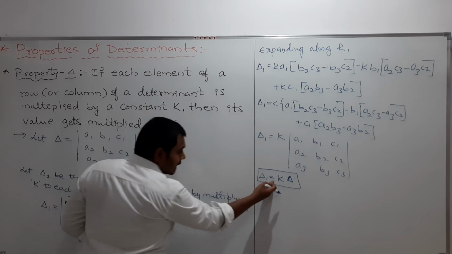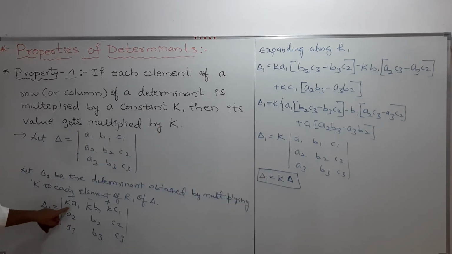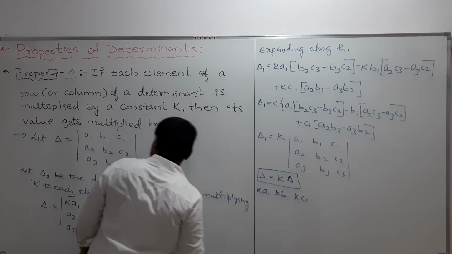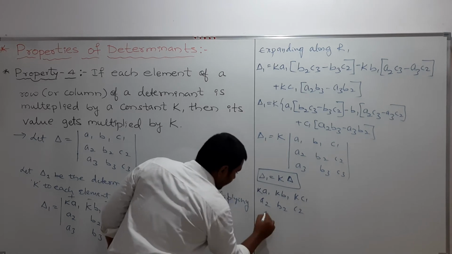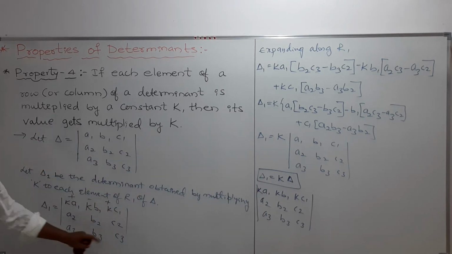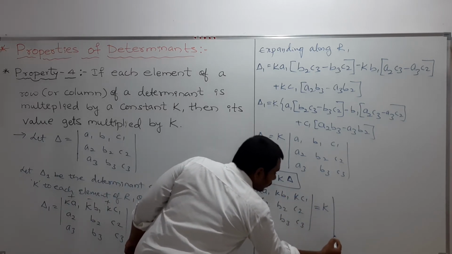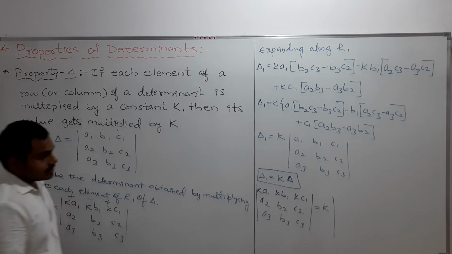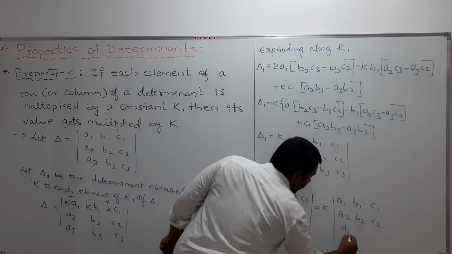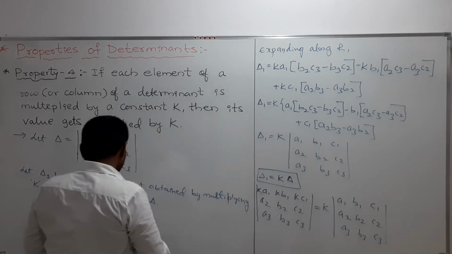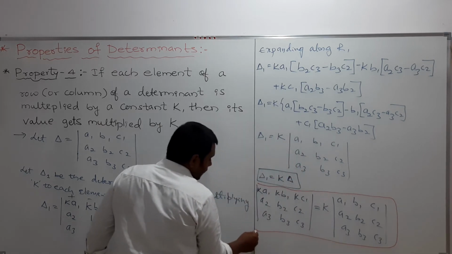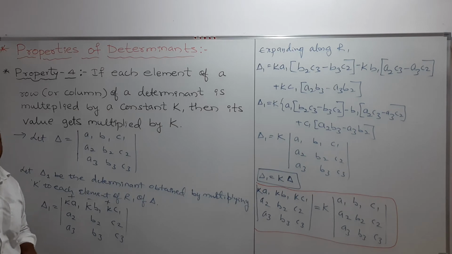Clear. So now, either you can write like this, or else, what is delta 1, my dear students? Delta 1 is here this, k into a1, k into b1, k into c1, and here it is a2, b2, c2, a3, b3, c3. This is your delta 1 value. Next, modulus is equal to k into, what is the determinant? This delta. Delta is nothing but, I am just writing the delta value. That is a1, b1, c1, a2, b2, c2, a3, b3, c3. So therefore, clearly you can check that the given condition shows us the given statement. Clear. So I hope you understood.